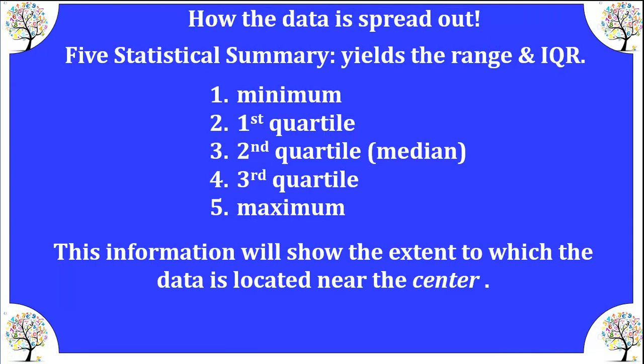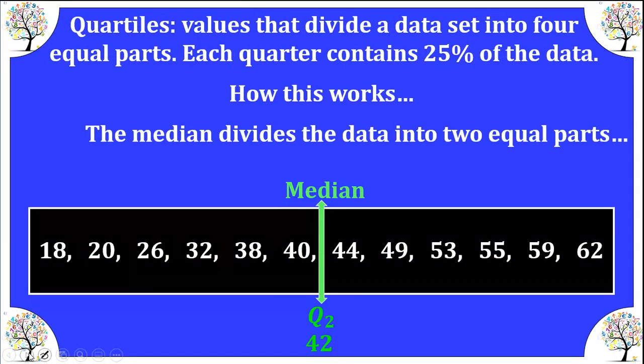So let's talk about the 5-stat summary. This is where we get the values that create a box and whisker plot. We have a minimum value, Q1, quartile 1, Q2, which is also the median, Q3, and our maximum value. So we're seeing how spread out the values are that are located near the center. Our 5-stat summary is these 5 values, and we're going to plot them to make a box and whisker.